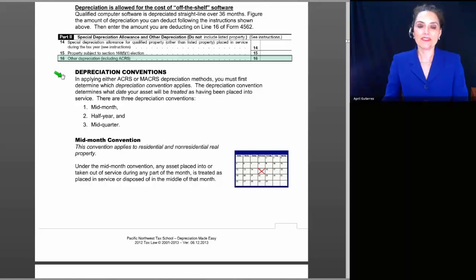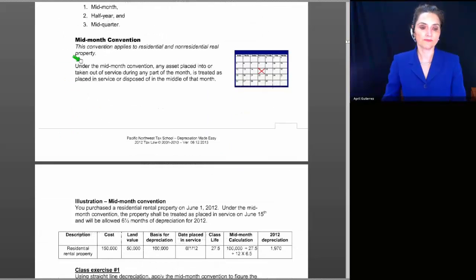Now, in applying either ACRS or MACRS depreciation methods, you must first determine what depreciation convention applies. The depreciation convention determines what date your asset will be treated as having been placed in service. The 3 depreciation conventions include mid-month, half-year, and mid-quarter. So we're going to talk about each of these in turn.